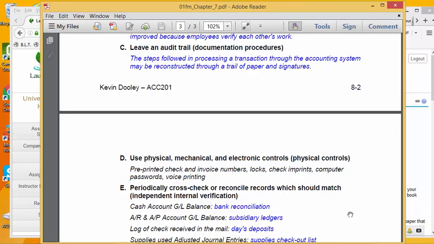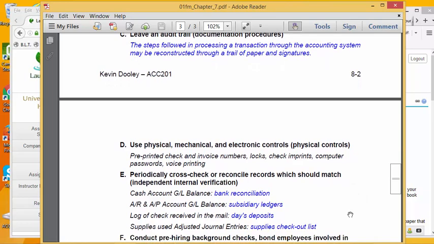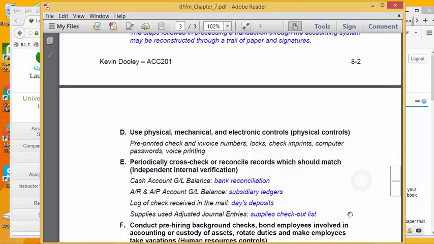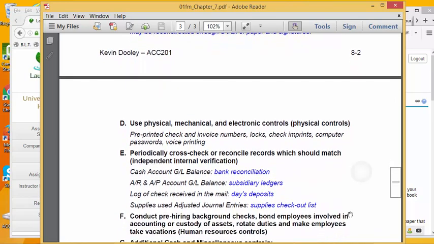Also supplies, if you have, for example, a jewelry light manufacturing or a jewelry retail store where you made your own little settings and set the diamonds or the rubies or whatever in that setting, each one of those things is kind of expensive. You would want to have a supplies checkout list to keep track of who actually took which supplies that helped you make that expensive jewelry.